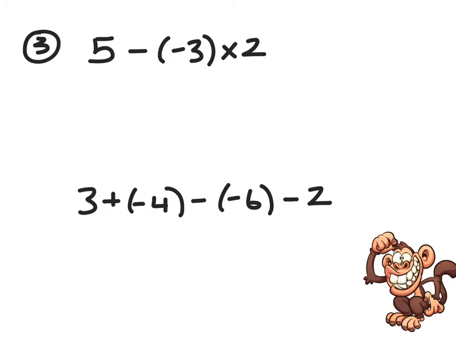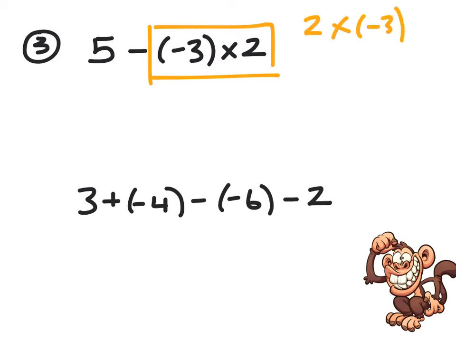Okay, question 3, some positive negative numbers. Now BODMAS tells us that we have to do this part first of all. Negative 3 times 2. Now remember, negative 3 times 2 is just the same as saying 2 lots of negative 3. And 2 lots of negative 3, well there's one lot, there's the second lot, when we add all this up, it's just negative 6.